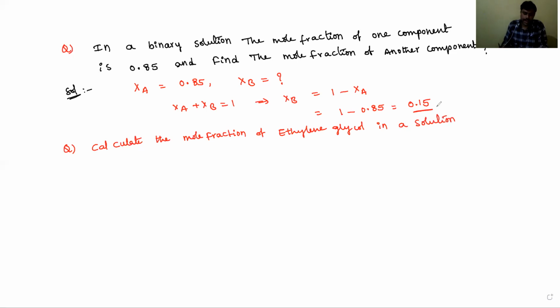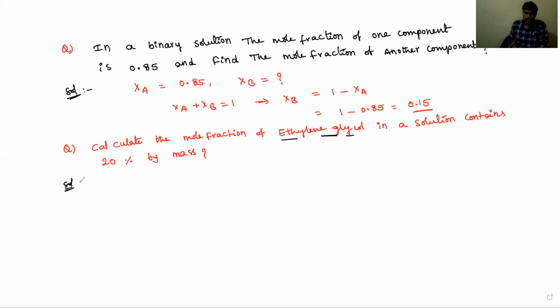Ethylene glycol in an aqueous solution contains 20% by mass. Okay, students, 20% by mass means 20% weight by weight percentage is present in the solution. So by using this information, we have to find out the ethylene glycol mole fraction.